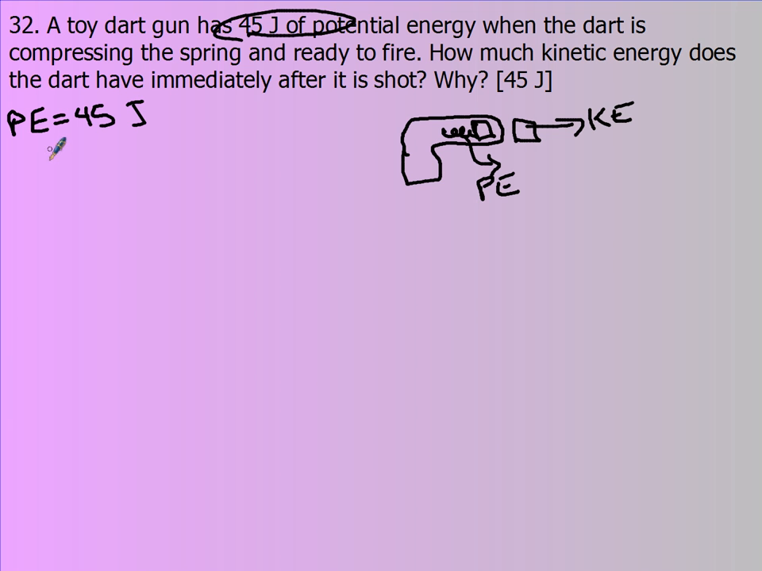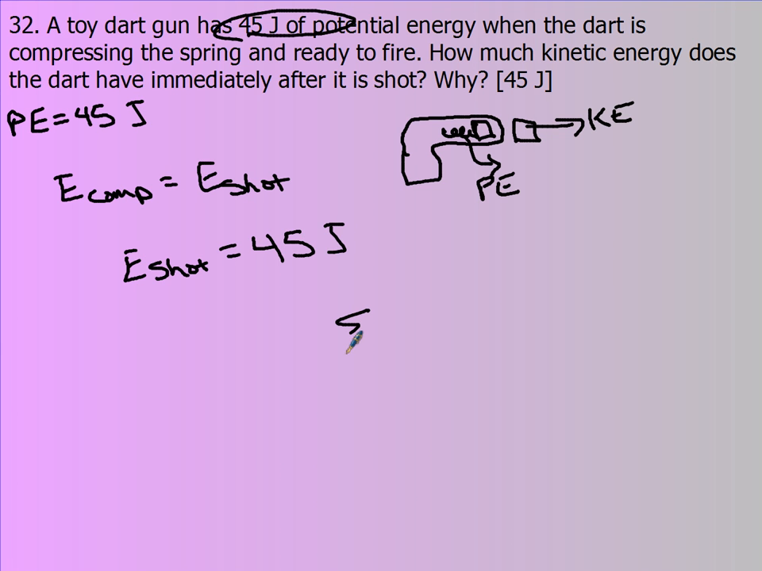So I know from conservation of energy, the energy when it's compressed has to equal the energy after it's shot. Conservation of energy. So if the energy when it's compressed is 45 joules, when it's shot, it also must be 45 joules. You could have just said conservation of energy, COE.